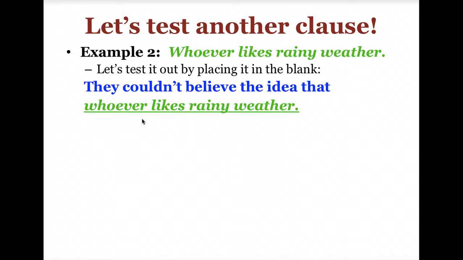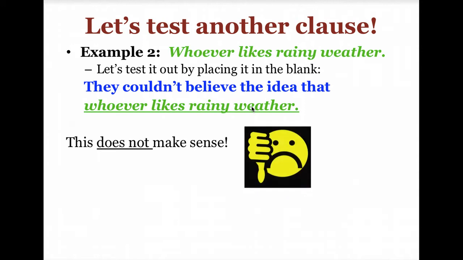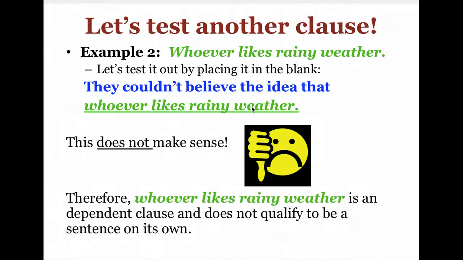Okay, that doesn't make sense, right? They couldn't believe the idea that whoever likes rainy weather. I'm left hanging. It doesn't make sense. It's not complete. That means, since it doesn't make sense, negative, it is not an independent clause. So because it doesn't make sense, I know it's not an independent clause, so it's got to be a dependent clause. It doesn't qualify to be a sentence on its own.